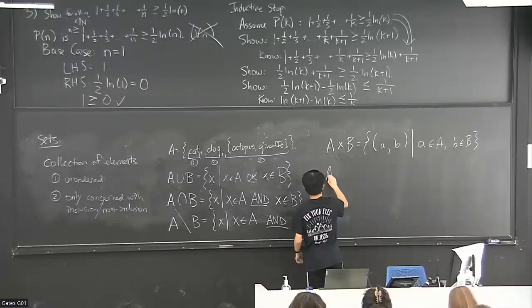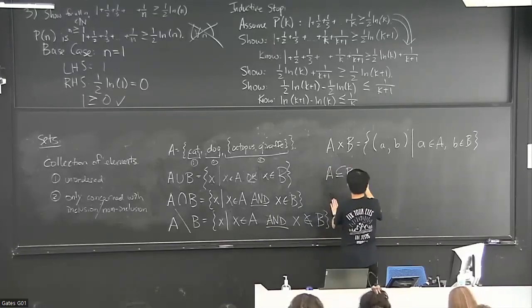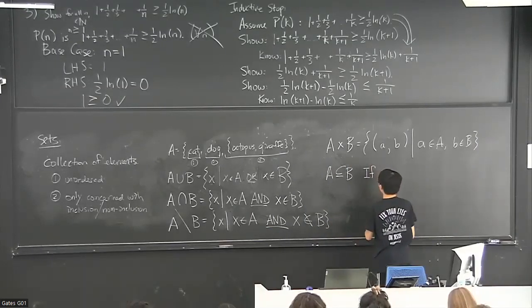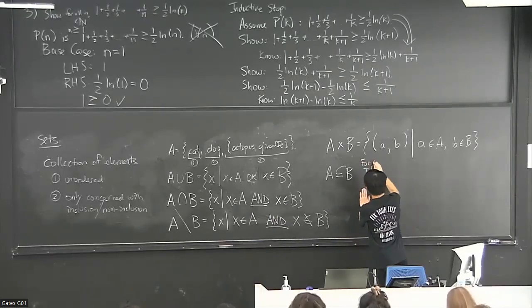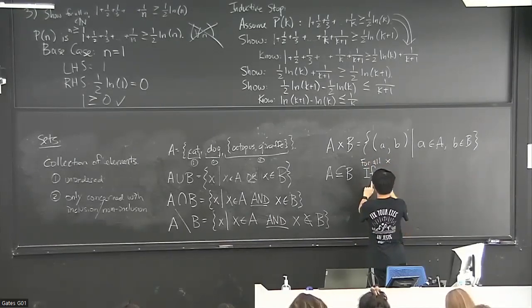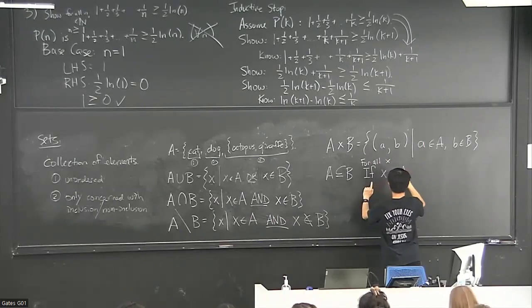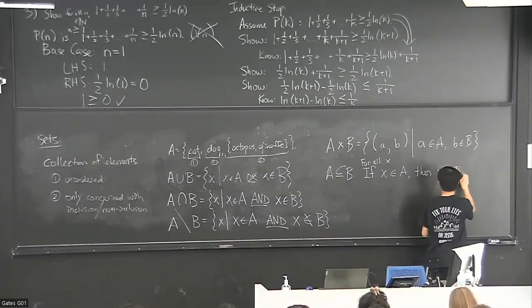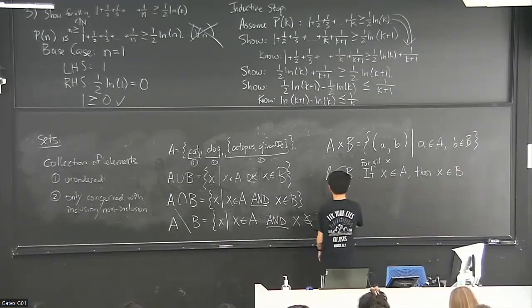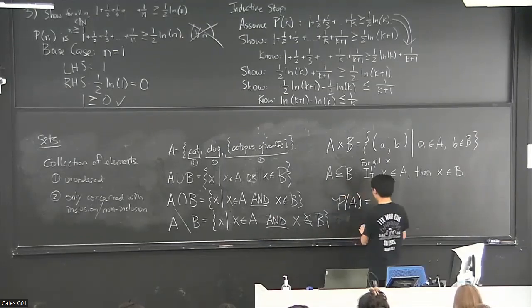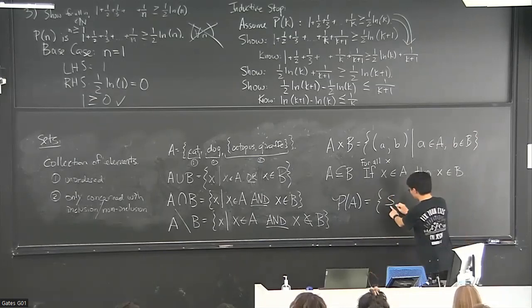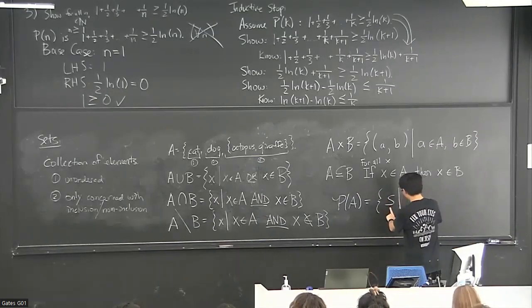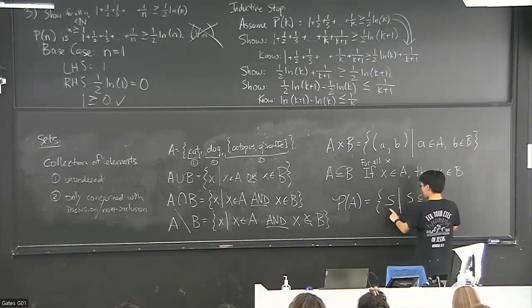The definition of A subset B is that, you can actually say, for all X, if X is in A, then X is in B. And then we have a power set, and that's the set of subsets S where S is a subset of A.